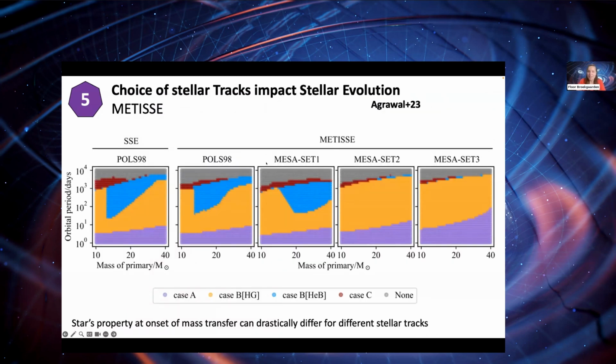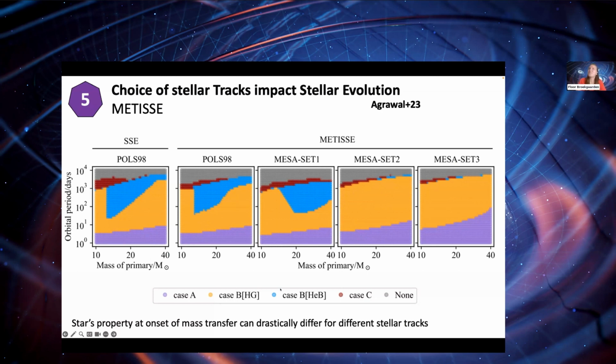This is important as, for instance, Agrawal et al. showed in 2023, because which track you use, shown here in these different squares, really impacts what stellar evolution phases they go through. Here, different colors basically show different stellar evolution phases. For the experts, it's different mass transfer cases.